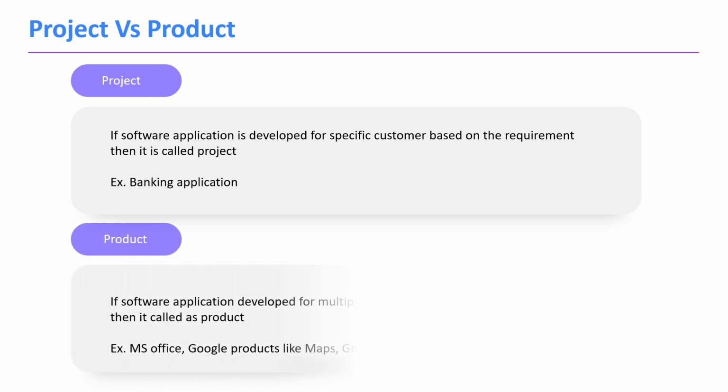Next is the product. If a software application is developed for customers based on the market requirement, then it is called a product. Examples like MS Office and Google products like Maps and Gmail. Products are like anyone can use them. The software is developed based on the overall market requirement. Once it's developed, anyone can use it. It is not for a specific customer. It is based on the market requirement, so anyone can use that product.